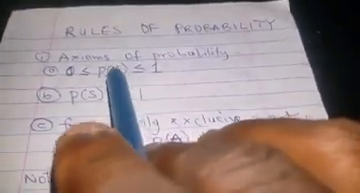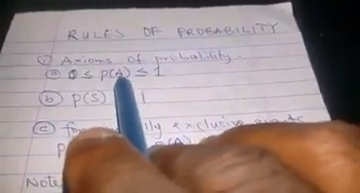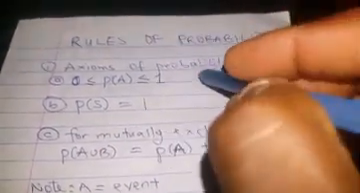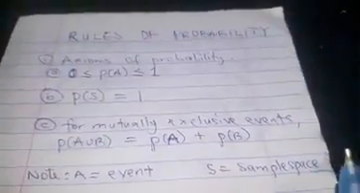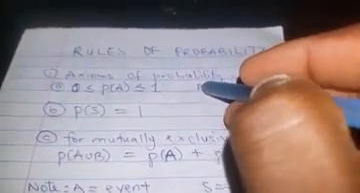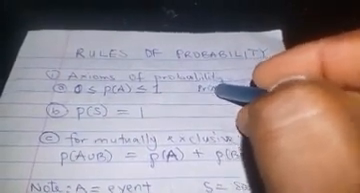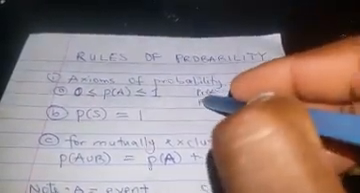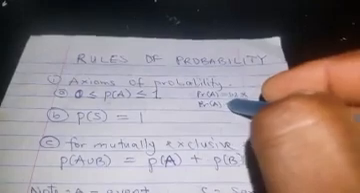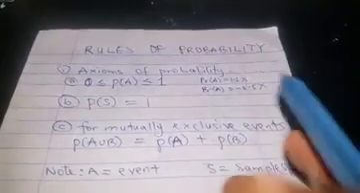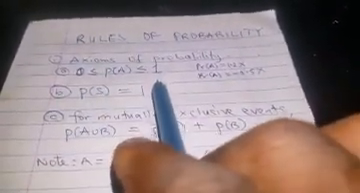The first one is that the probability for an event to occur must be between 0 and 1. What does that mean? That means probability cannot be less than 0 and cannot be greater than 1. Probability of an event cannot be negative. Probability of an event cannot be greater than 1. That means we cannot have something like probability of an event equal to 1.2. This is going to be wrong. And we cannot have probability of an event to be minus 0.5. This will also be wrong. So that's the first axiom of probability.